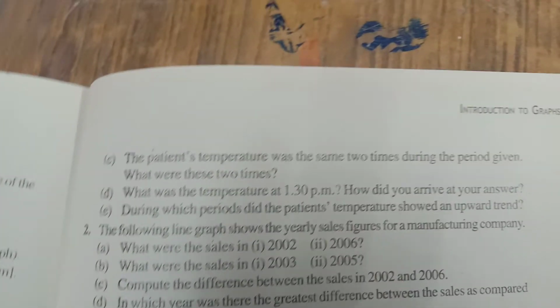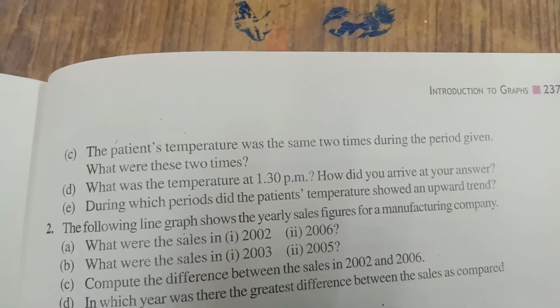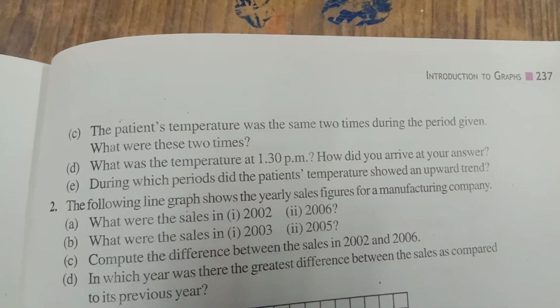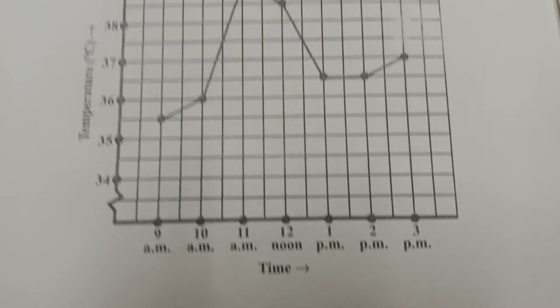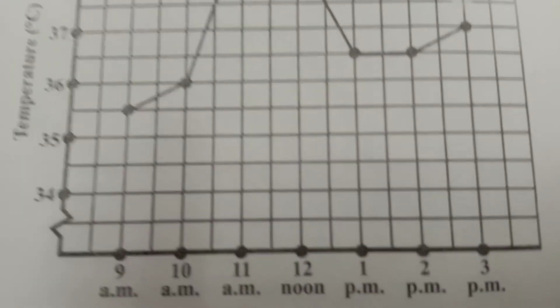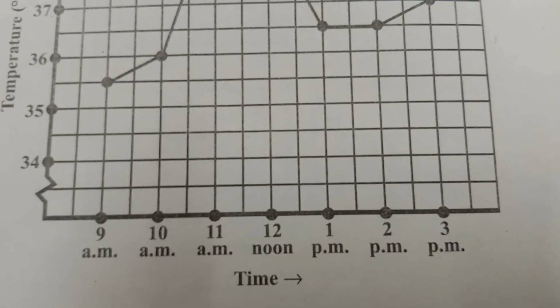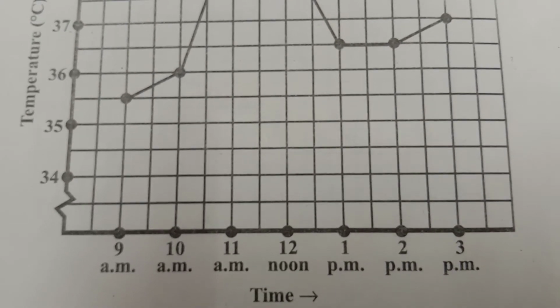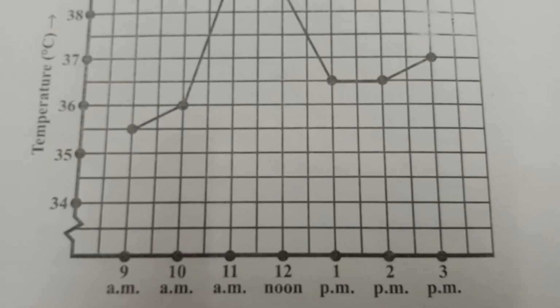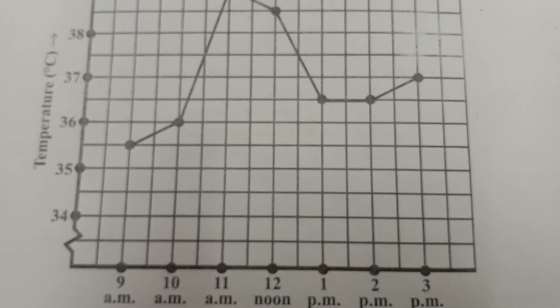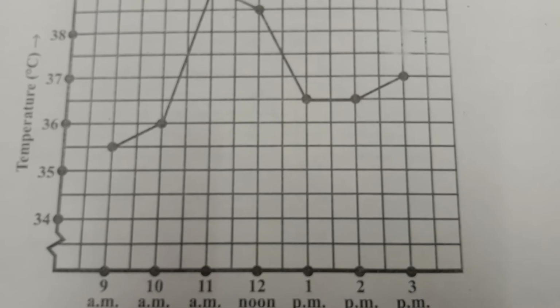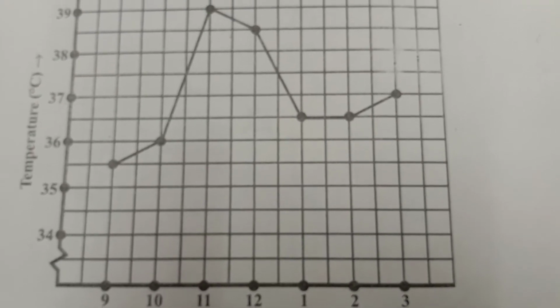Then the D bit. What was the temperature at 1:30 p.m.? How did you arrive at your answer? See the time on the graph. 1:30 p.m. means it is between 1 p.m. and 2 p.m. That is, the middle line will give you 1:30 p.m. Its corresponding value on the y-axis: 36 and 37 are there, therefore the middle value will be 36.5 is the temperature at 1:30 p.m.